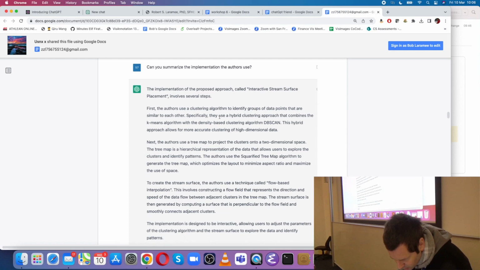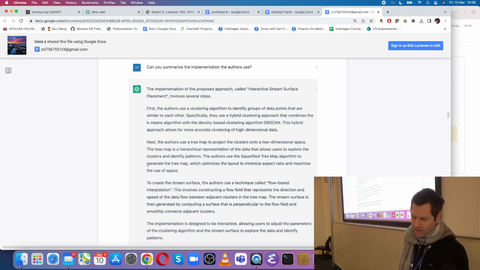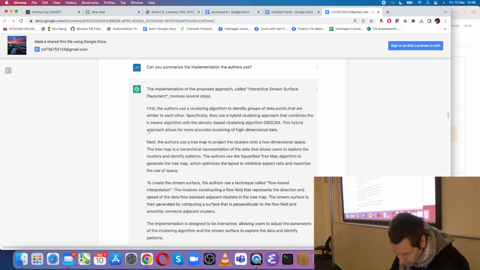Implementation. Cluster goes to data points that are similar to each other. That's true. Yes, this part is true. So this is a very good summary of the implementation. This is very, very good.